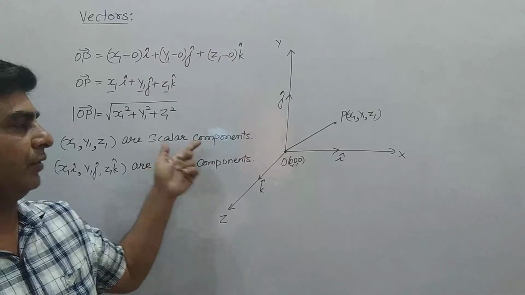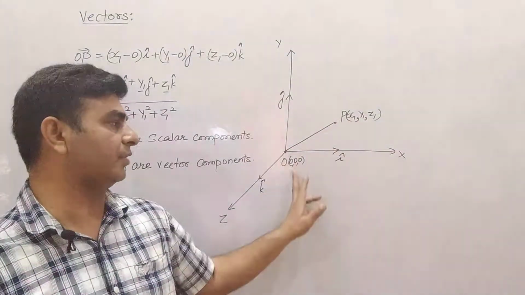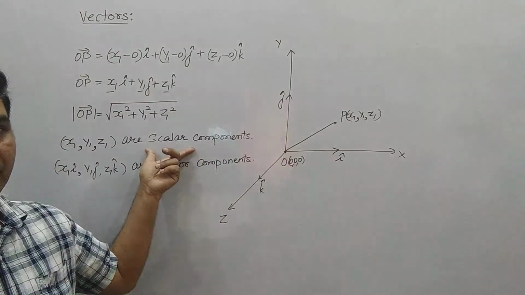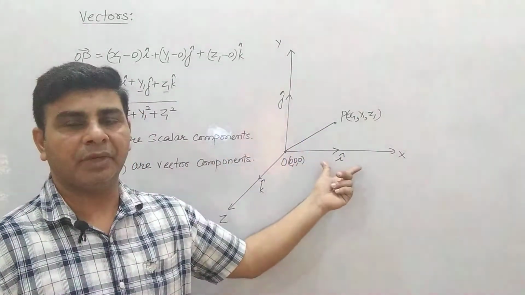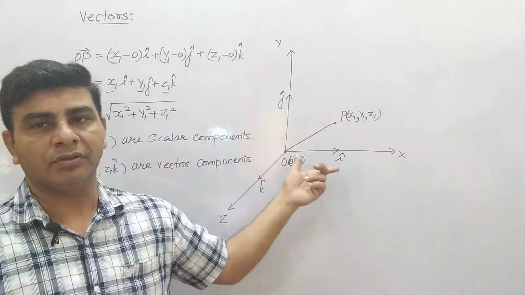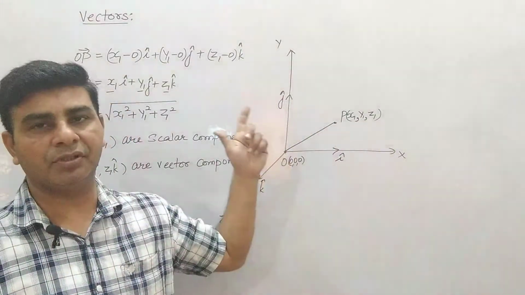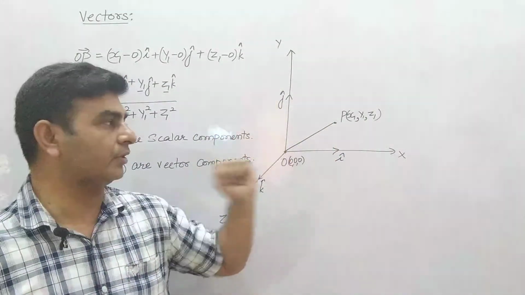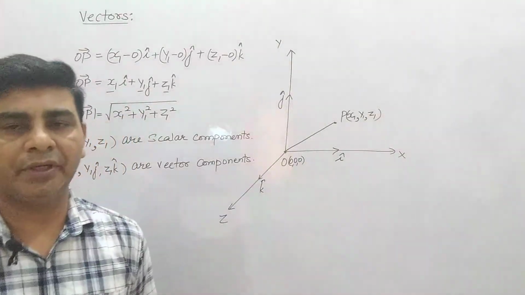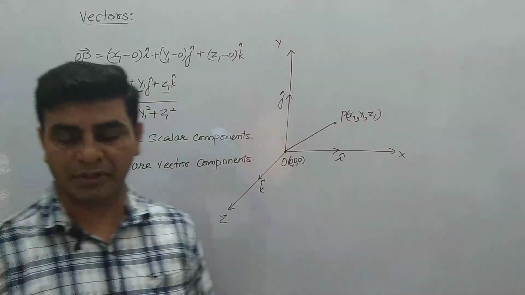Scalar component is the component obtained by subtracting the initial point from the terminal point: x1 minus 0, y1 minus 0, z1 minus 0. These are the scalar components. But by taking the direction, x1 minus 0 into i cap is your vector component along x-axis. y1 minus 0 into j cap is the vector component along y-axis. z1 minus 0 into k cap is your vector component along z-axis. So this was all about the formation and the representation of vector.